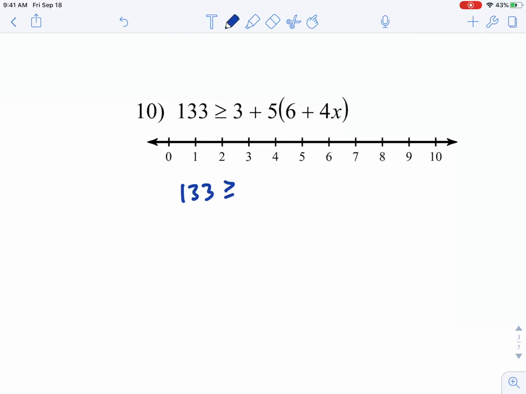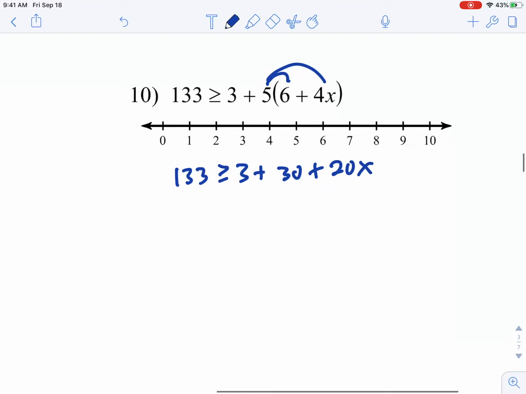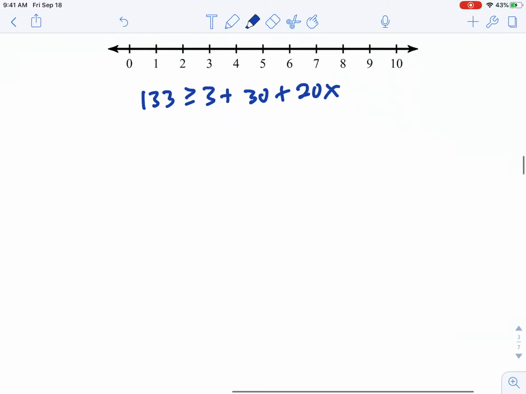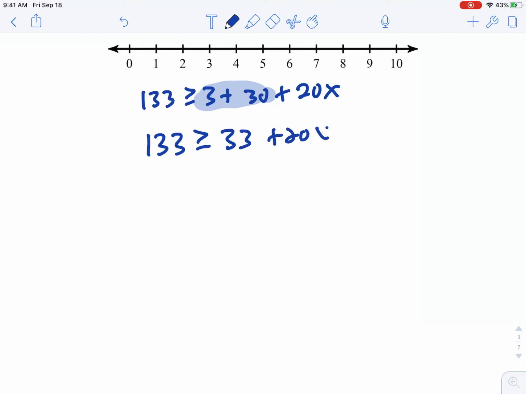133 is greater than or equal to 3 plus... I'm going to go ahead and distribute this now, save a little time. So 5 times 6 is 30, and 5 times 4 is 20x. And then 3 plus 30, I can add those together. I get 133 is greater than or equal to 33 plus 20x.